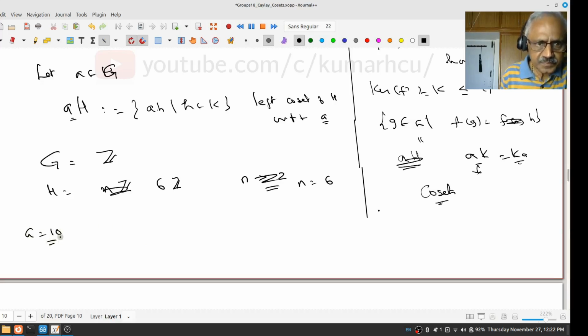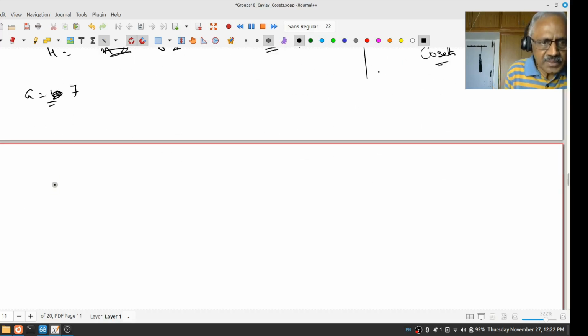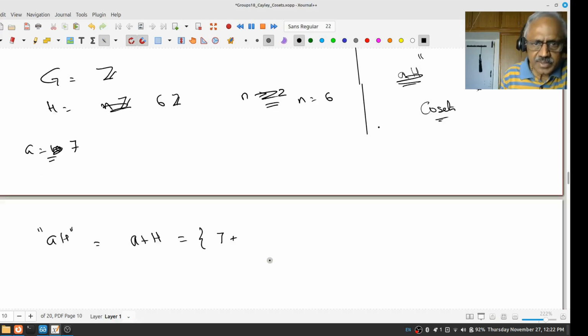Okay? Make it A equal to 7. So, what is A plus H here? Remember the binary operation is addition, therefore I will write it as A plus H. A plus H is the set of all A, which is 7, plus H, which is multiples of 6. Therefore, 6n as n varies over Z.